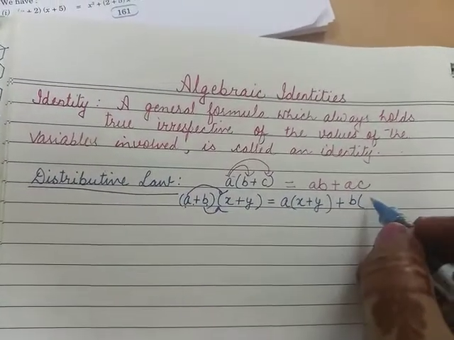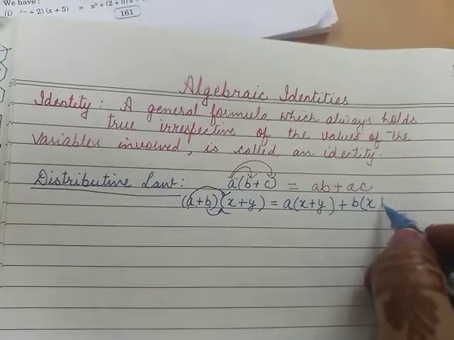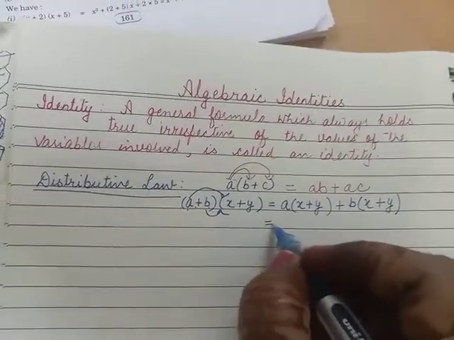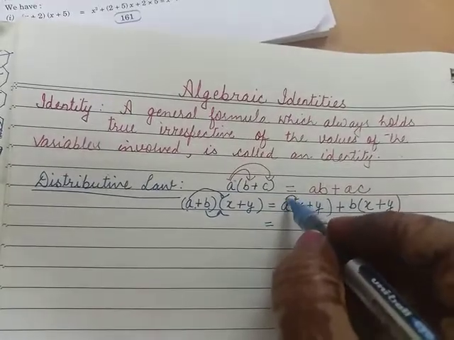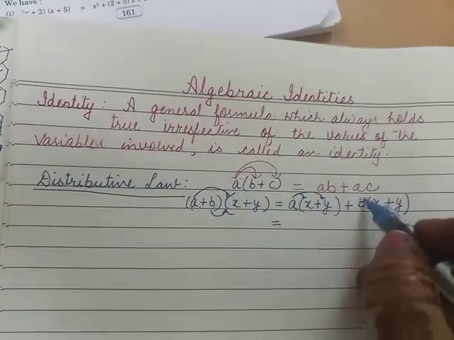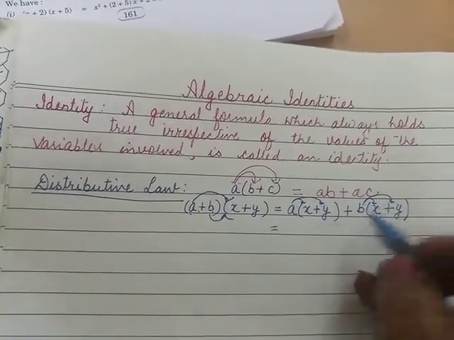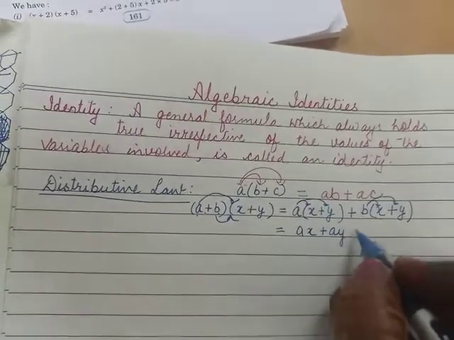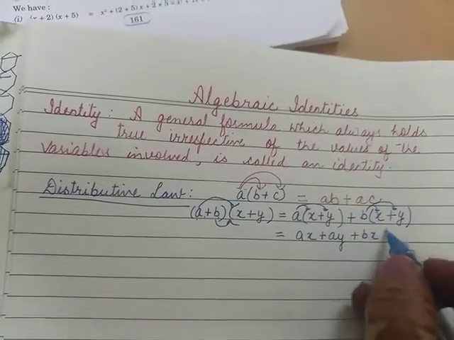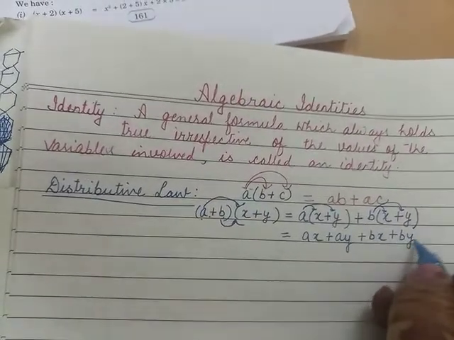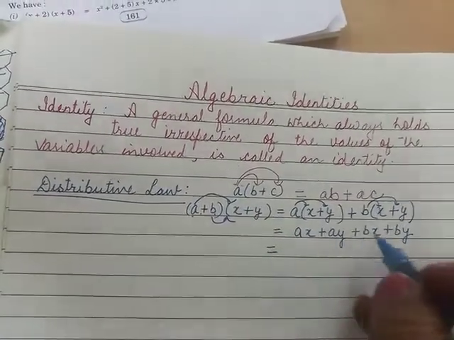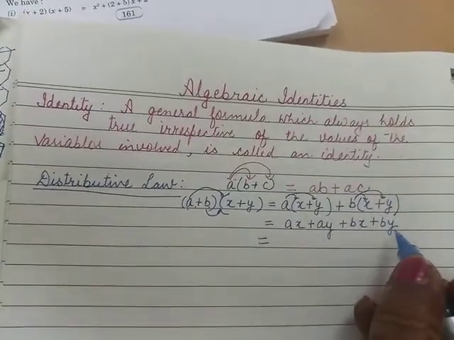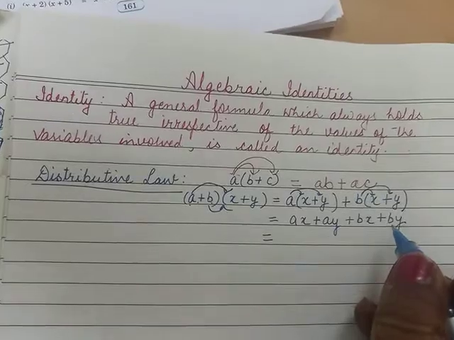b into x plus y, it is also being multiplied with x plus y, and then we multiply a with x, a with y, b with x and b with y. So we get ax plus ay plus bx plus by. This is the way we write the answer.